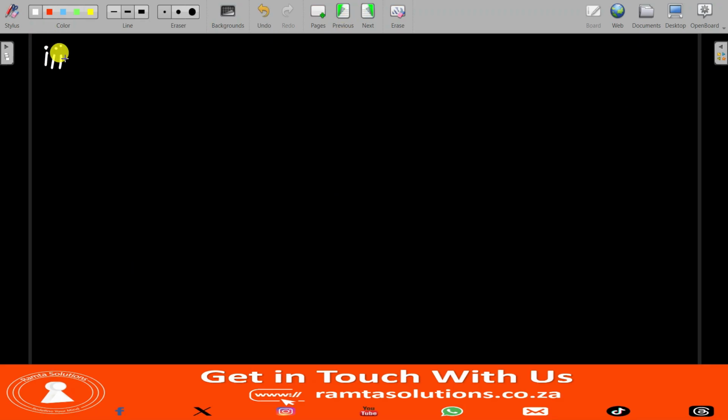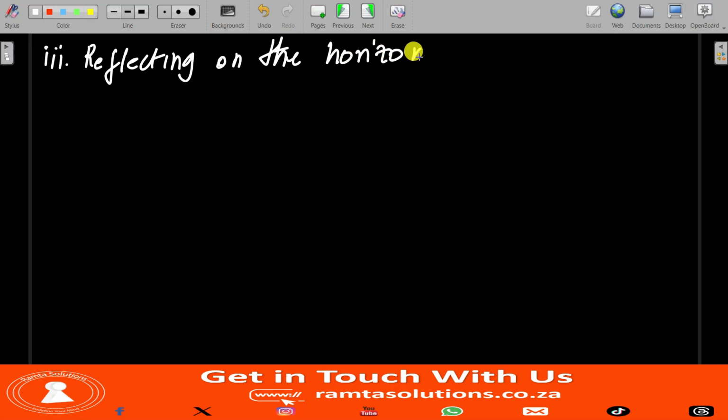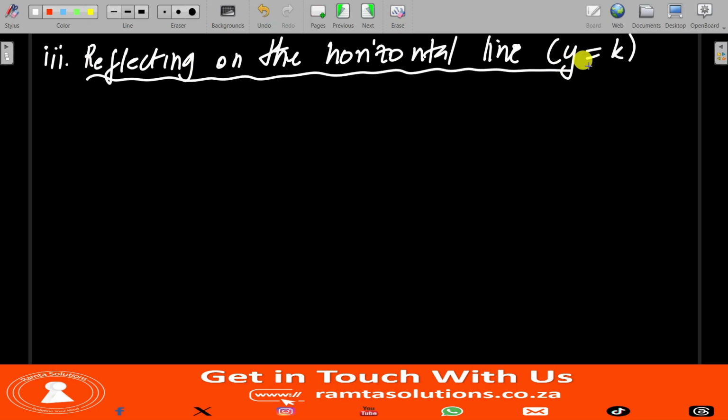Now let's head to, I think, the third one. Yes, the third one was reflecting on the horizontal line. Okay, reflecting on the horizontal line, we're going to say y equals k.